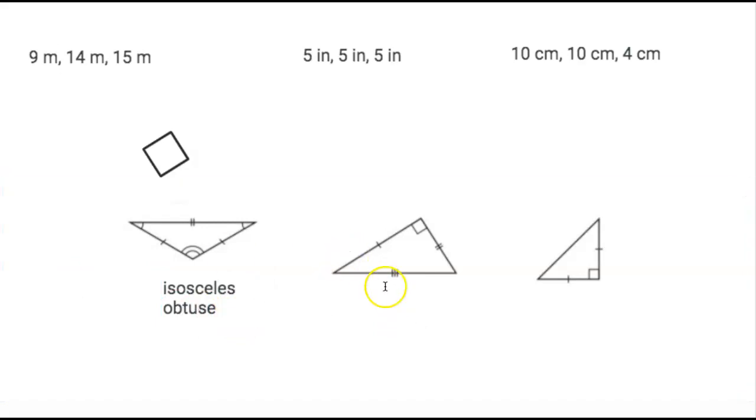This one here, it has a right angle right there. It's telling us. And if you look, this has one line, this has two, and this has three. None of the sides are the same. So this one is a scalene right triangle.